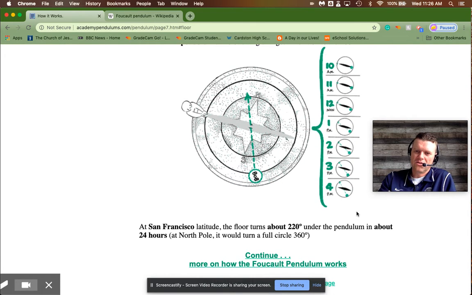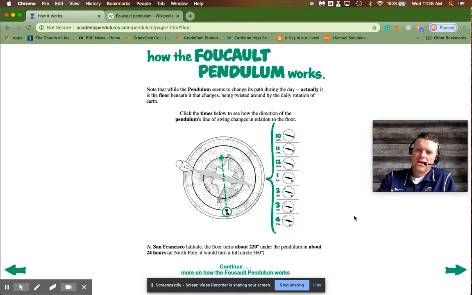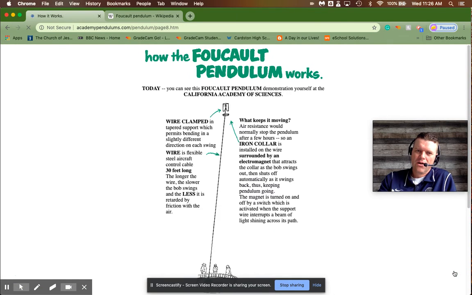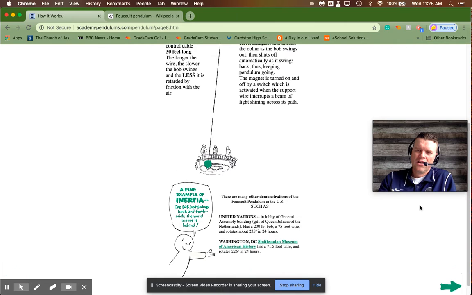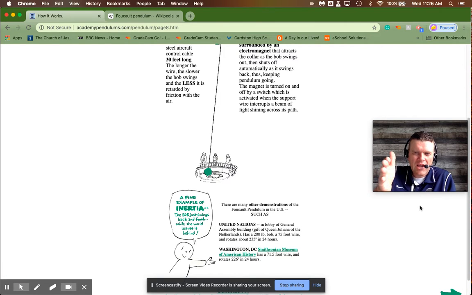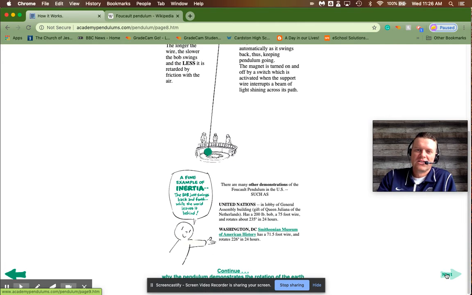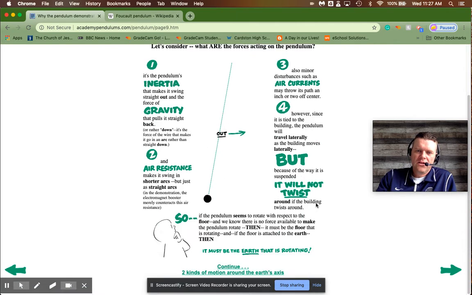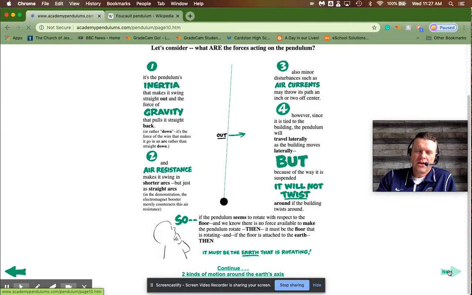So what the heck is going on here? Well, as it turns out, the pendulum itself, once you get it swinging, has inertia and will stay in that same plane after you let go of it, but the Earth rotates underneath it, or around the building. It's really kind of mind-boggling. So that's what all of these are explaining.